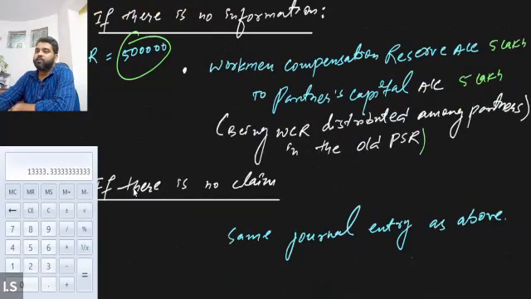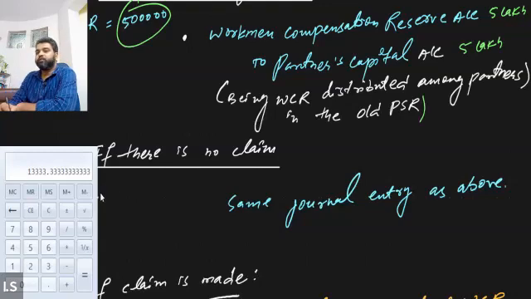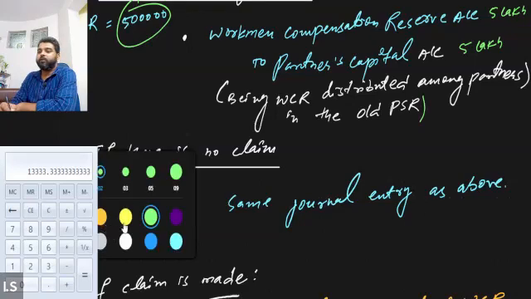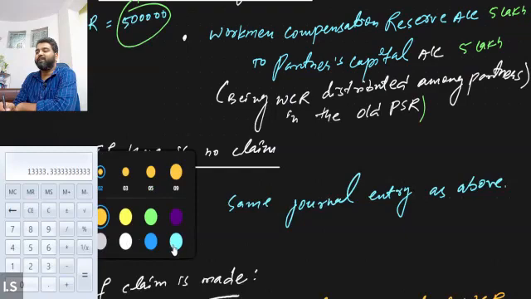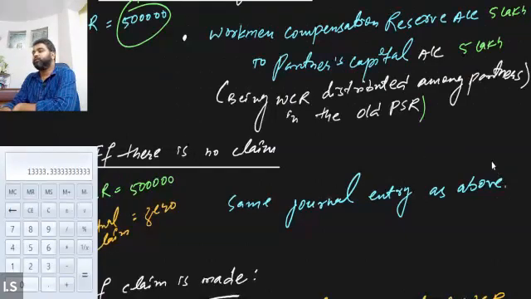In situation number 2, what is happening? We have prepared a workman compensation reserve of rupees 5 lakh, but the actual claim regarding the compensation is 0. Nothing is claimed. So in such a situation also, the entire amount gets divided among the partners in the old profit sharing ratio. That means we need to do the same general entry as we did in the above situation.